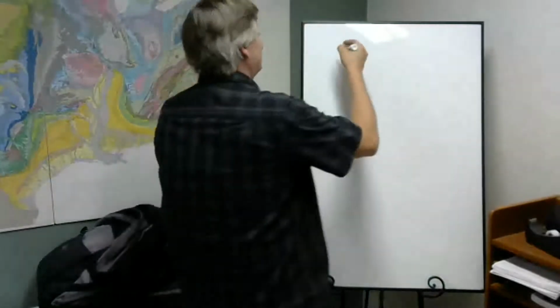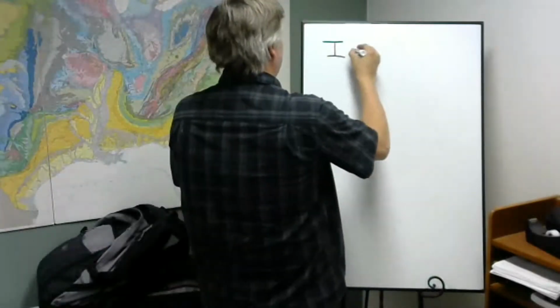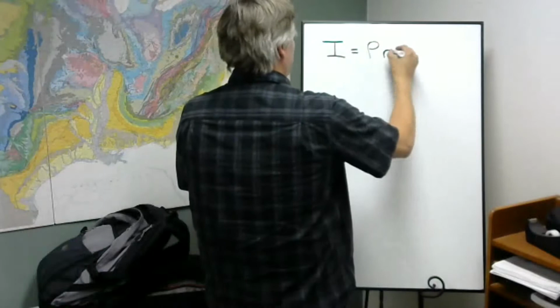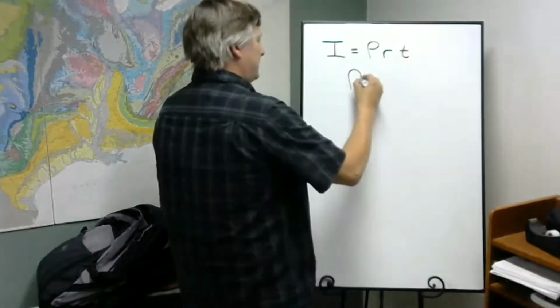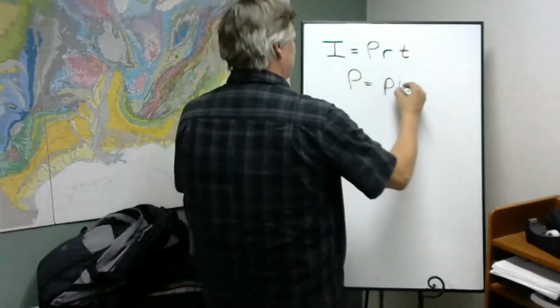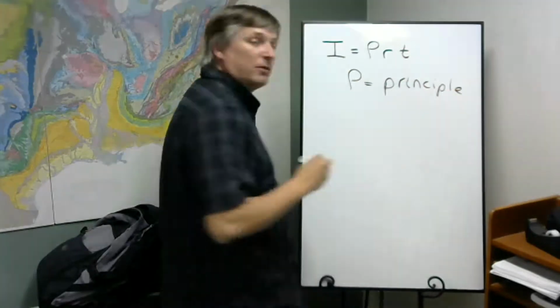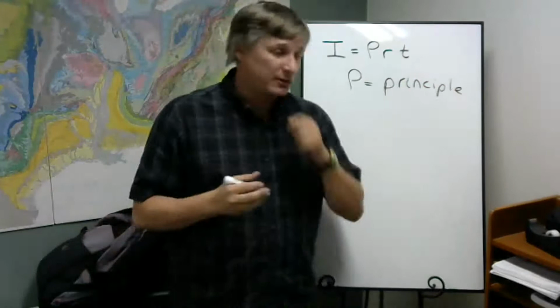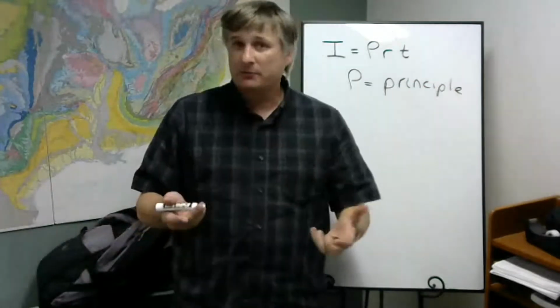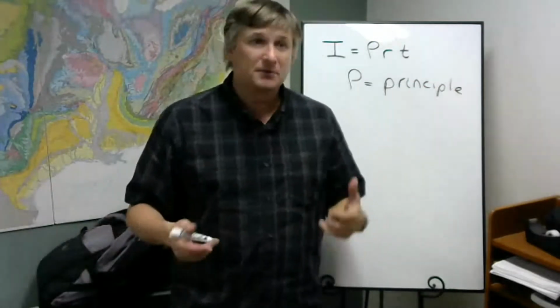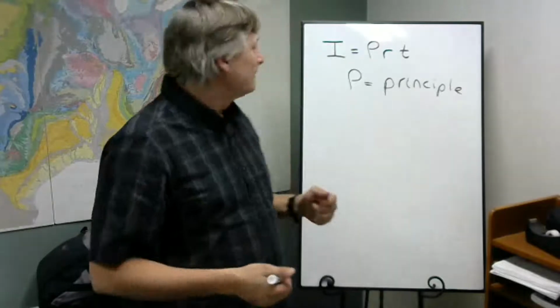Interest calculations are actually based on how much you've borrowed or how much someone has borrowed from you. So the simple interest formula is this, where P is what we call the principal. This is how much someone borrowed from you or you borrowed from somebody else. It's the amount of money we're talking about.